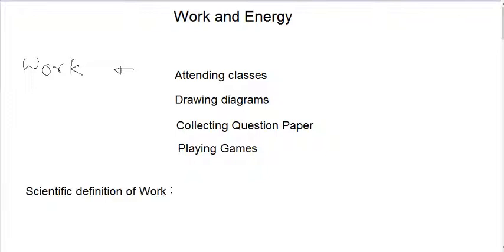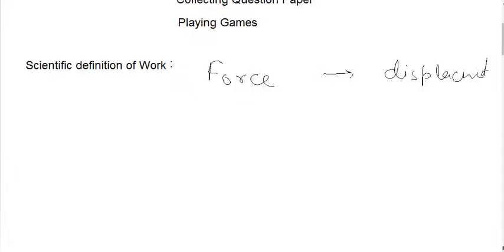By this definition, work is said to be done only when some force is applied, and with respect to this force, some displacement is also observed. Then only we will say the work is done. So this condition must be satisfied for doing some work.